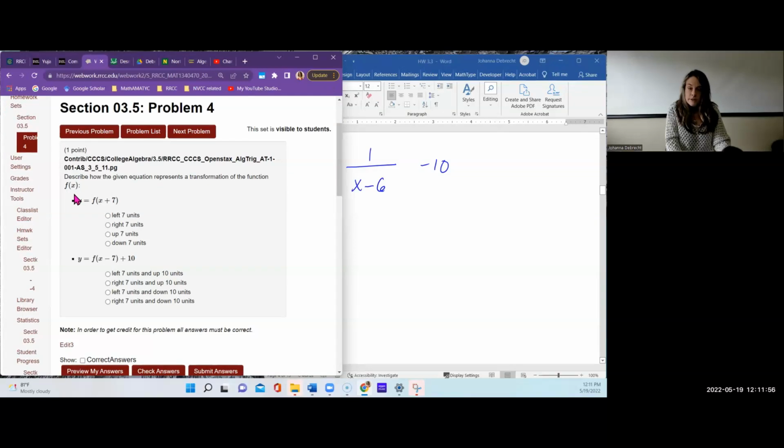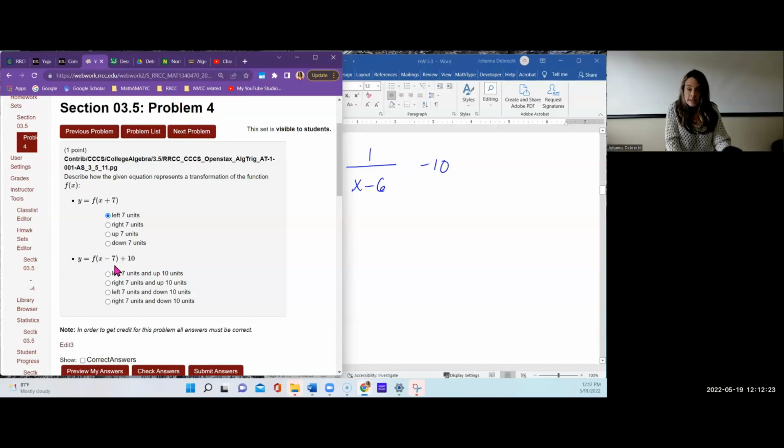Moving on to number 4, we have a similar kind of problem. We have our toolkit function f of x, even though they didn't tell us what it is, and they want to know what the effect of replacing it with f of x plus 7 is. Now keep in mind, these replacements are not equal to the original toolkit function. They're transformations of that function. This would normally shift left or right, and because it's plus, it actually goes left 7.